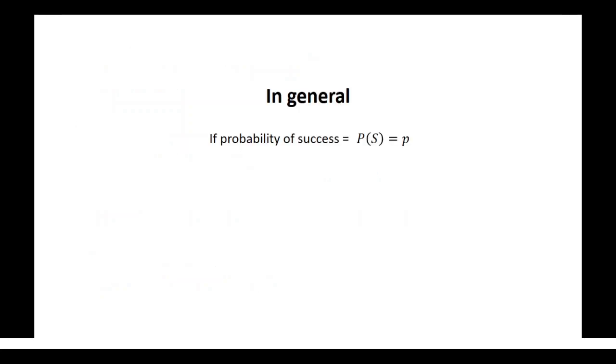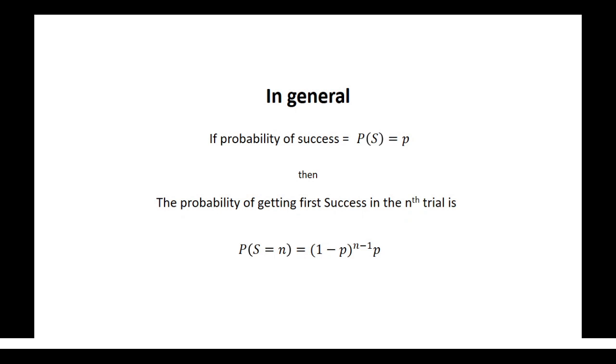Finally, if P is the probability of getting success, then the probability of the first success in the nth trial, which is P of S equal to n, is equal to (1 minus P) raised to the power of n minus 1 times P. We have just arrived at a generalized expression for the geometric probability distribution.